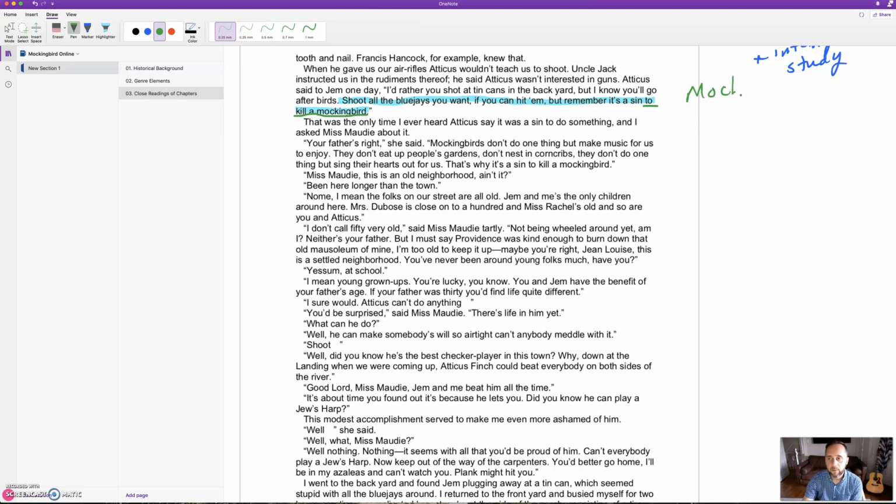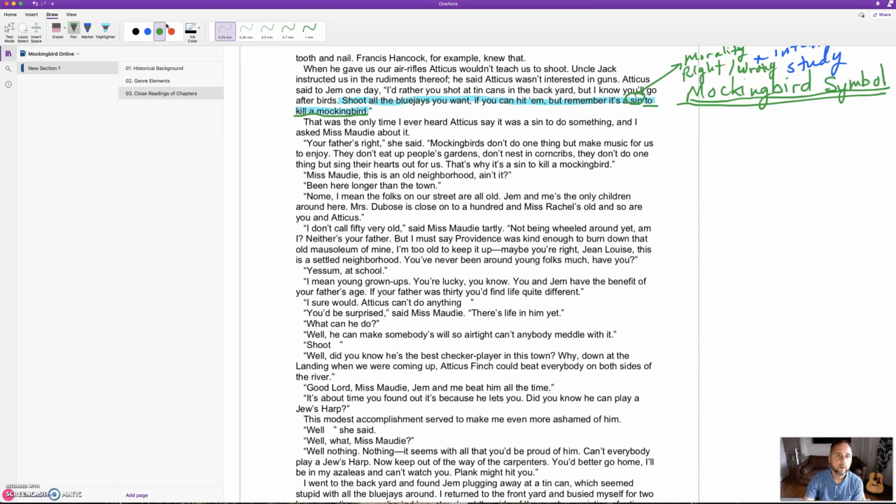So this is introducing us to what the mockingbird is a symbol of. What does the mockingbird symbolize? That's what Atticus says: if you're going to go after birds, don't kill mockingbirds with your new air rifles. Why? It's a sin. It's bringing an issue of morality, of right and wrong. Atticus is normally not a religious person. This is very religious language, and it has to do with right and wrong. He's saying it's wrong to kill a mockingbird.